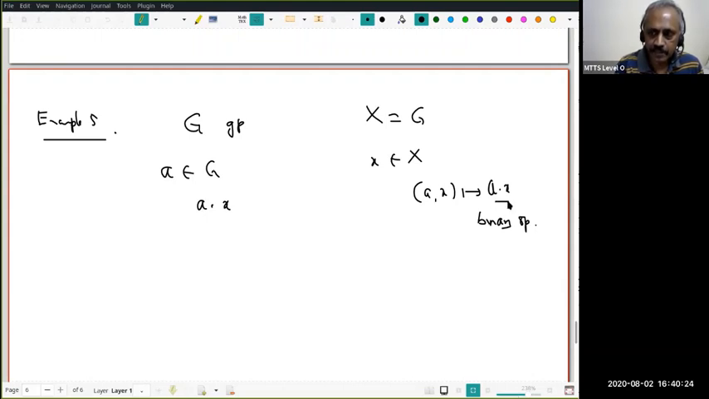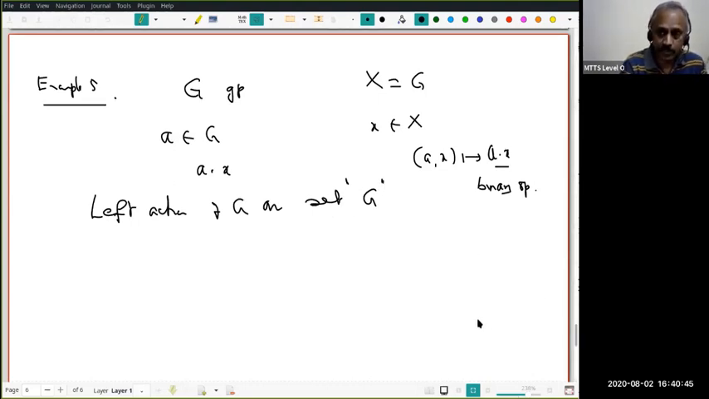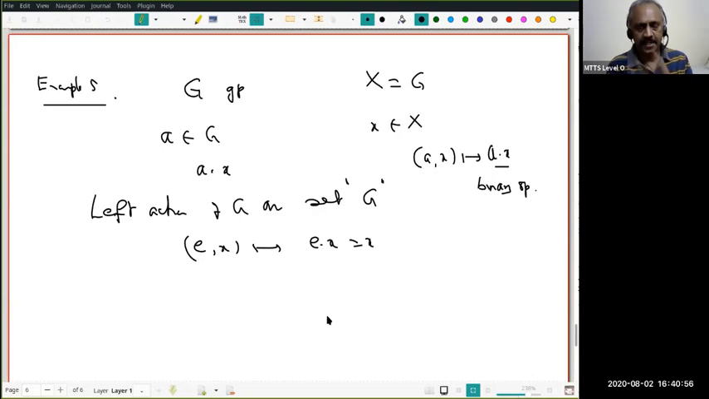Here the dot is the ordinary binary operation, right? Because A and x happen to be elements of G. In a general group action, that's not the case. This action is called the left action of G on the set G. All right, so I have to check it's a group action, of course. I simply defined it, but I have to check. Now where will e go? e dot x will go to x, because e is the identity of the group.